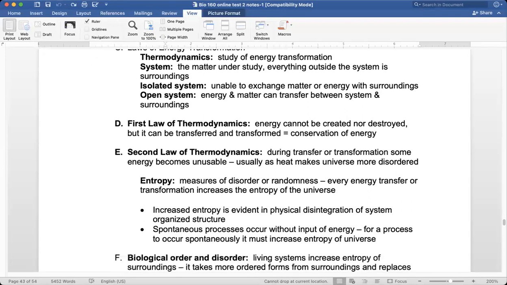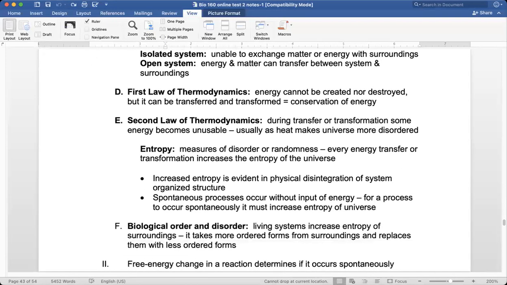So the first law of thermodynamics says energy cannot be created nor destroyed. It's transferred or transformed. This is that conservation of energy. The second law says that during that transformation, some of it is going to become unusable. A lot of times it's going to end up being heat, and it makes the universe more disordered.